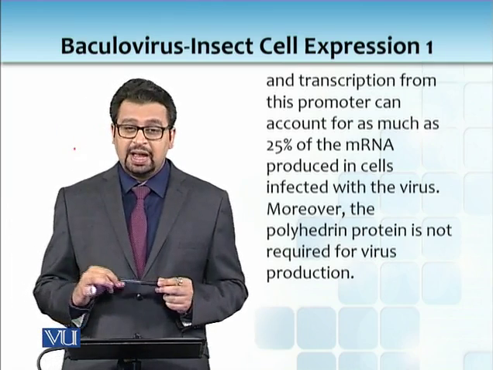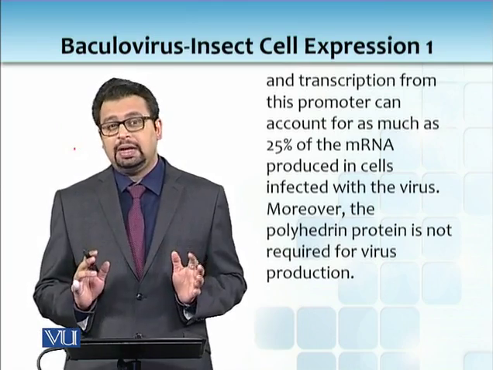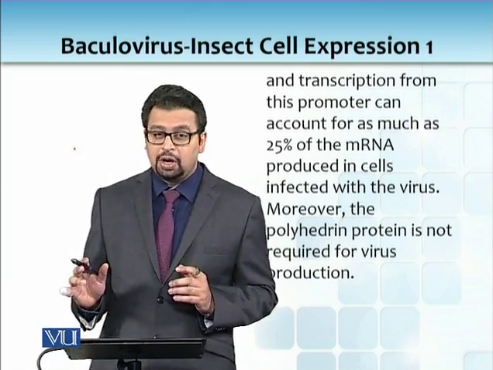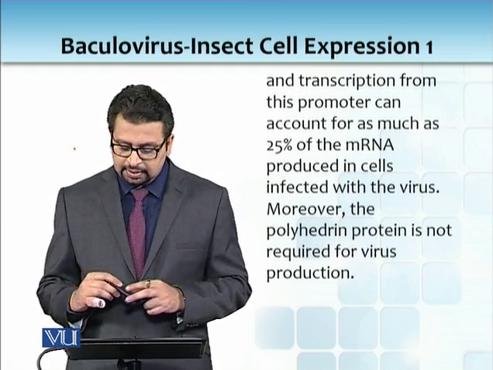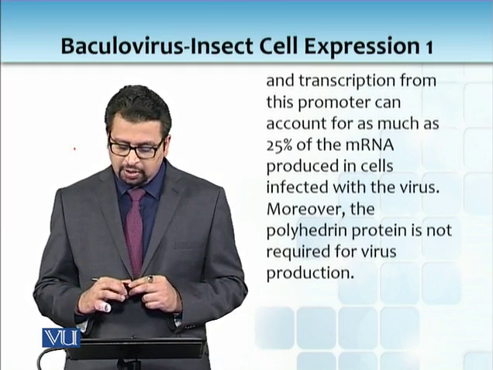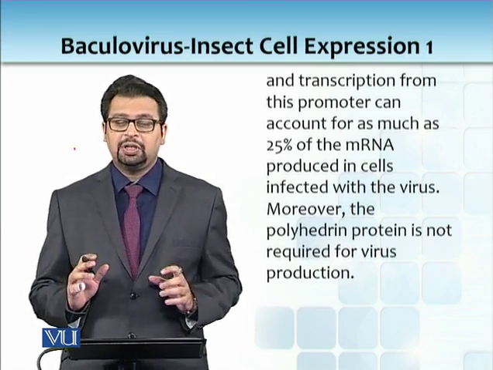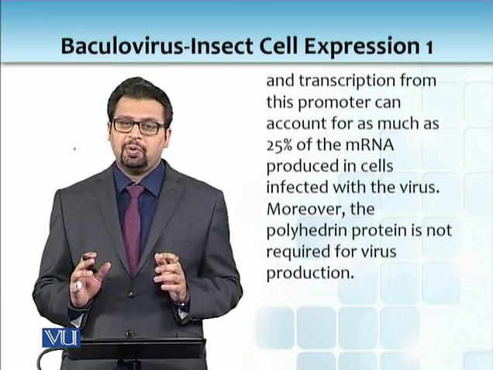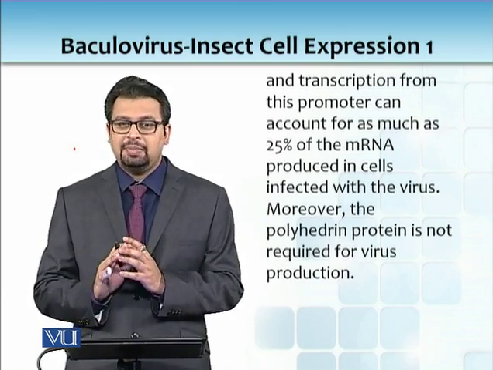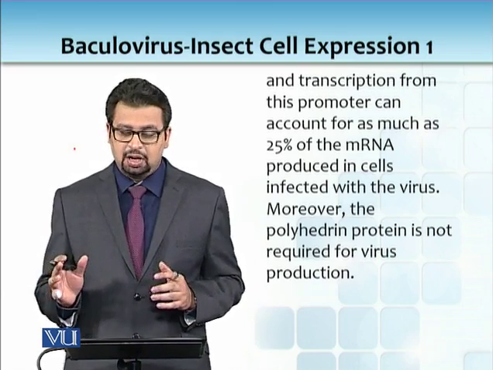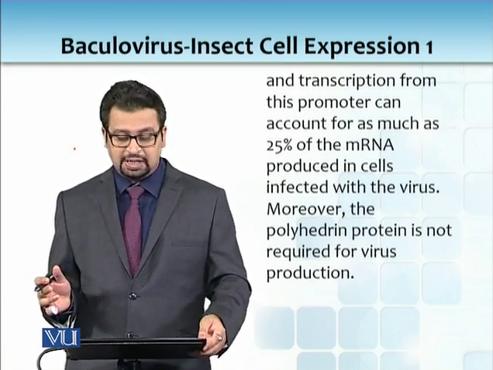Now, this is way higher than what we have seen in yeast, and being a eukaryotic culture, this is very, very good. Moreover, the polyhedrin protein is not required for virus production. So it's a huge advantage that even if polyhedrin protein is not being produced, the virus can still ultimately make a shell in which you can load your proteins. So this is very nice, that it's not an essential gene.